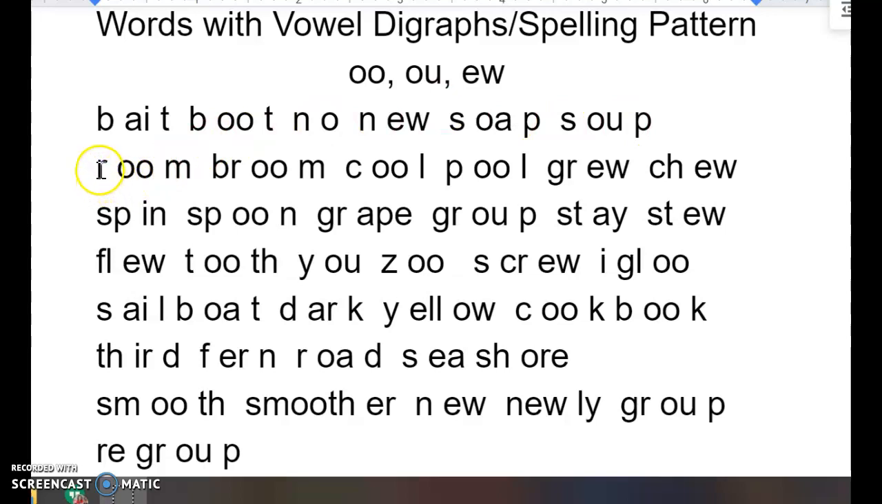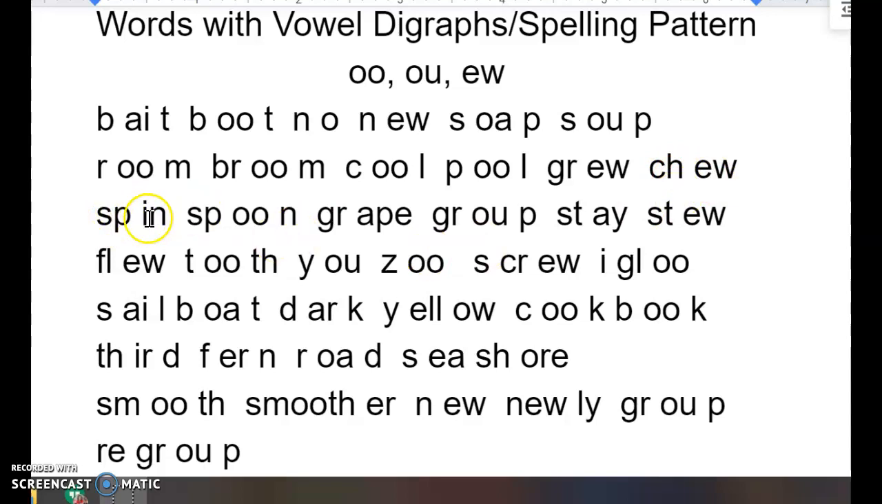Next line. R, oo, m, room. B, r, oo, m, broom. K, oo, l, cool. P, oo, l, pool. Gr, ew, grew. Ch, ew, chew.